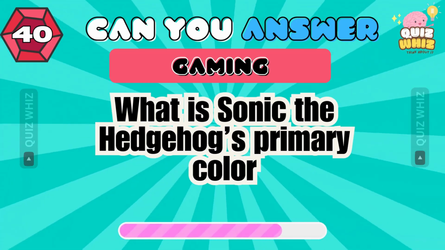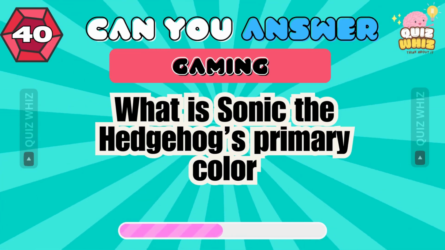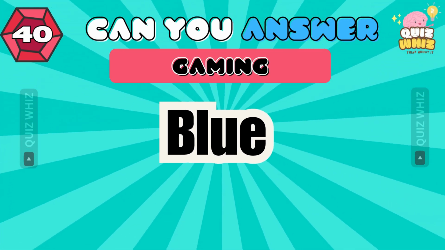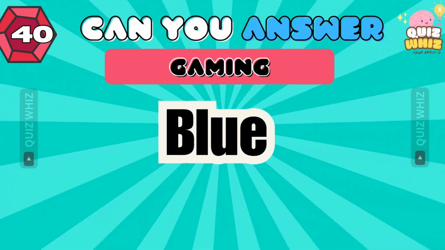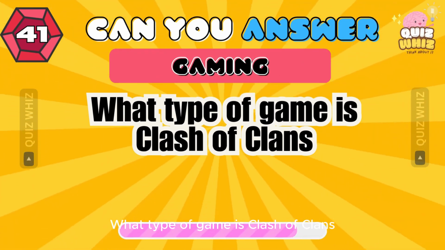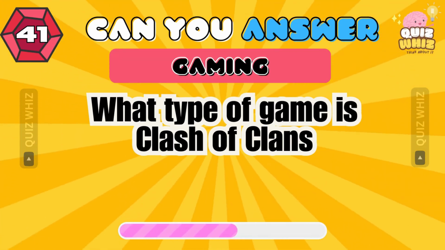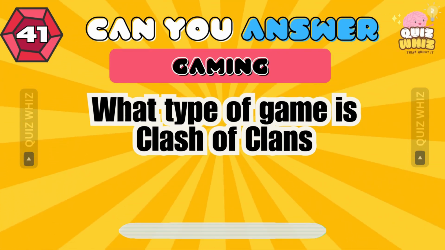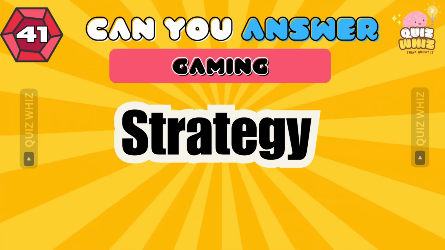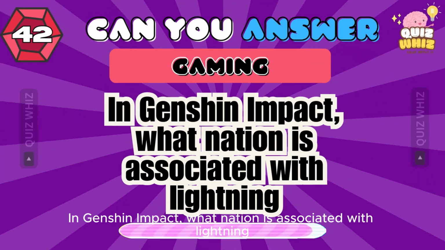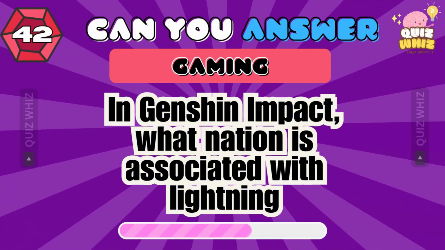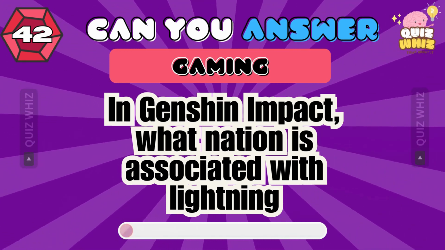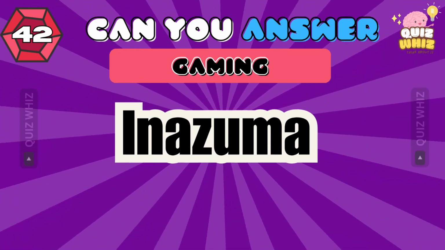What is Sonic the Hedgehog's primary color? Blue. What type of game is Clash of Clans? Strategy. In Genshin Impact, what nation is associated with lightning? Inazuma.